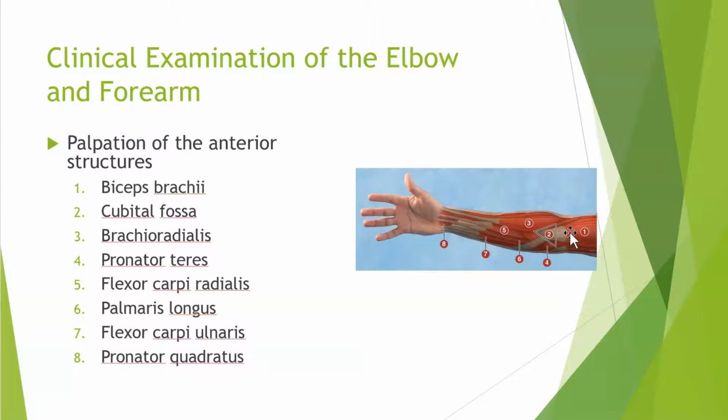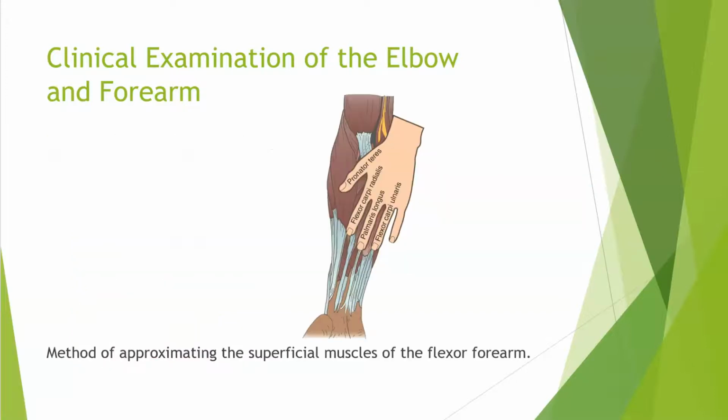Okay. Number 3 on the top aspect is the brachioradialis, which is a 2-joint muscle. Then we also have the flexor carpi radialis, the palmaris longus, and the flexor carpi ulnaris. Okay, and this is what I was talking about. It's going to make it a little bit easier for you guys to remember.